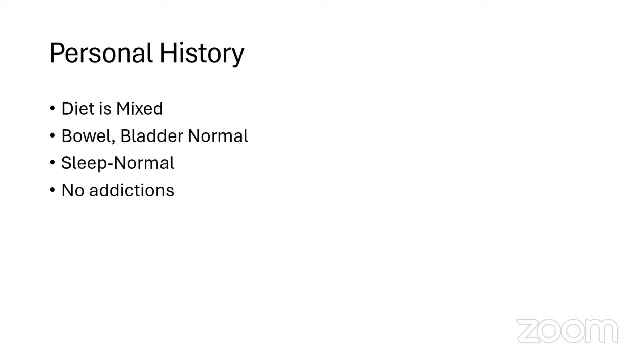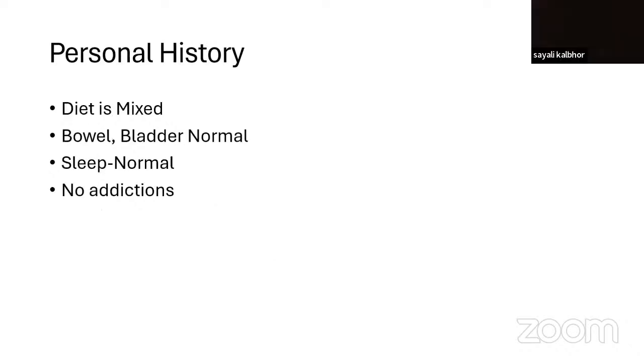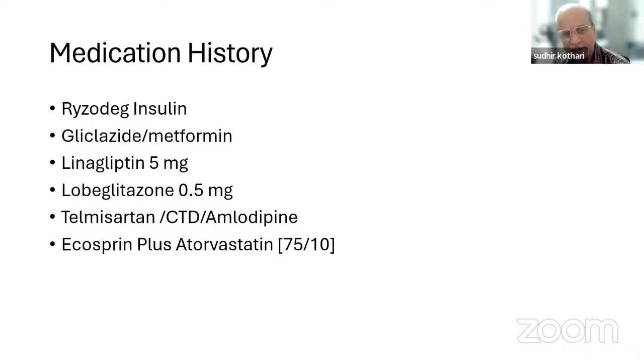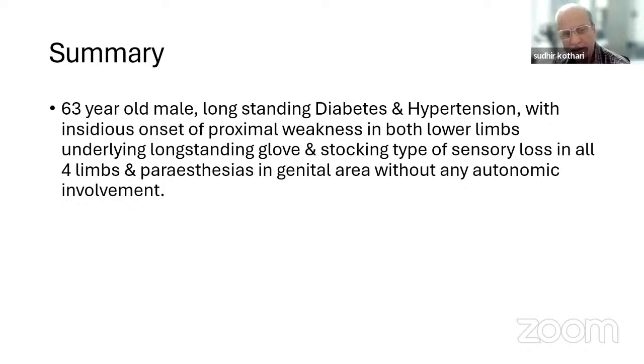Yes. So just read the three lines of personal history, if there's anything important in personal history; if not, just summarize in 3 or 4 lines. What is this patient? If you had to present in a very fast round, what would you tell? So this was a 63-year-old male with long-standing diabetes and hypertension with the insidious onset of proximal weakness in both lower limbs, with underlying long-standing glove and stocking type of sensory loss in all 4 limbs and some paresthesias in the genital area without any autonomic involvement.